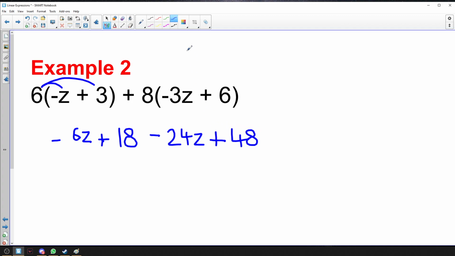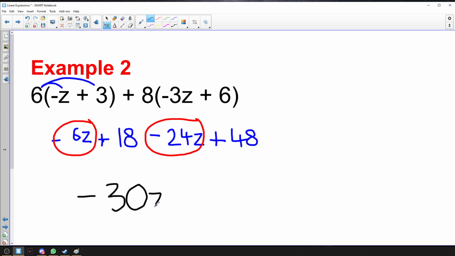Okay, so now I have my like terms: minus 6z and minus 24z, and the leftover terms are 18 and 48. So minus 6z minus 24z will give me minus 30z, and then 18 plus 48 will give me 66. And there's my answer.